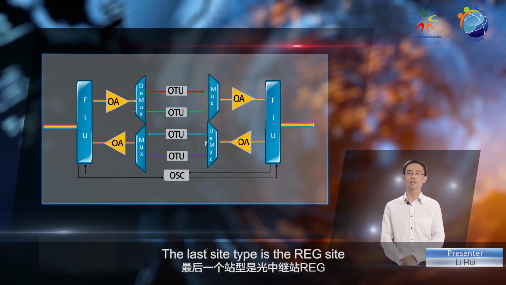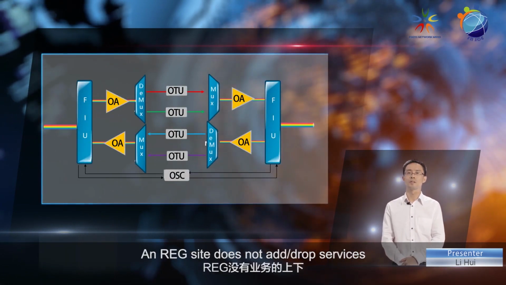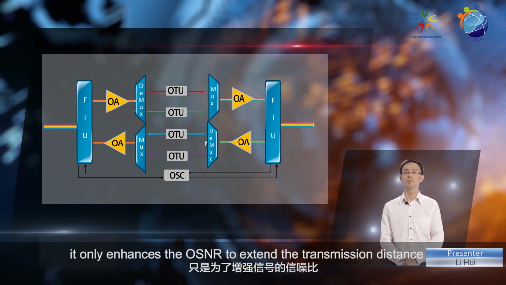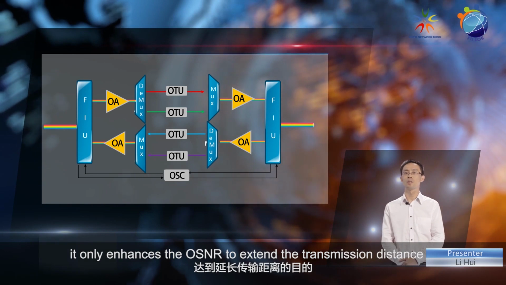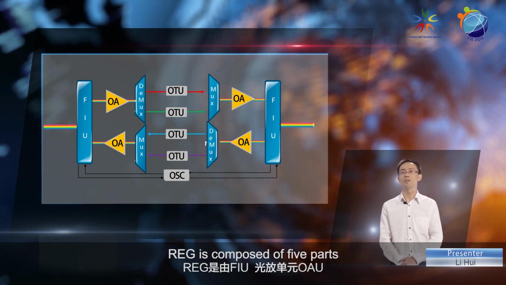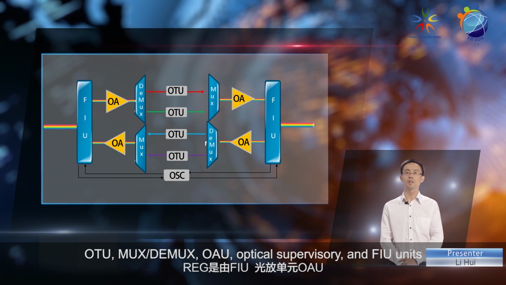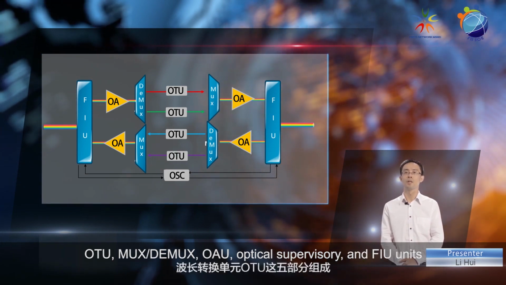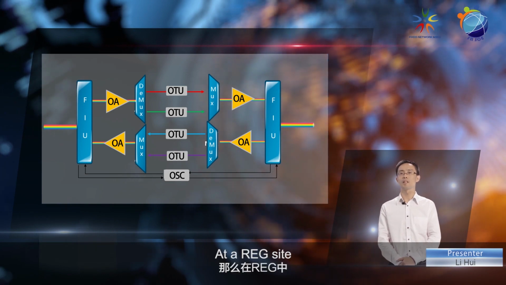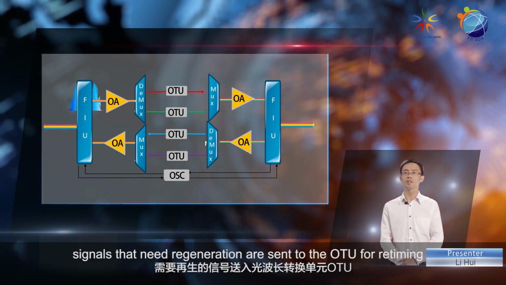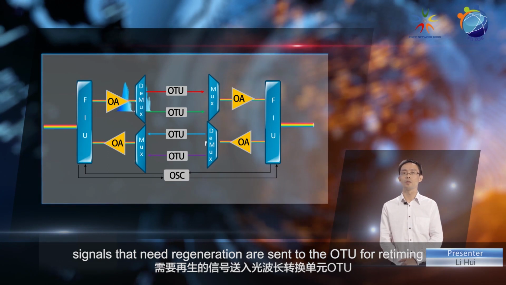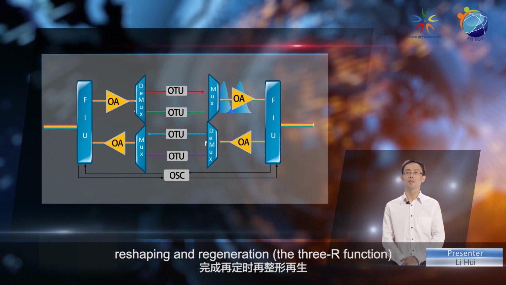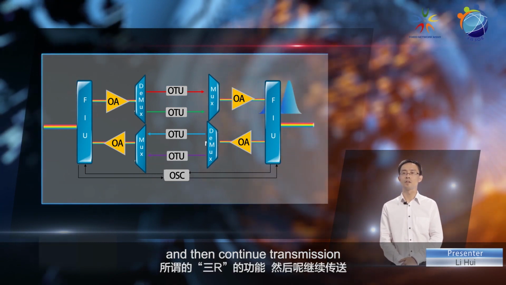The last site type is the REG site. An REG site does not add or drop services. It only enhances the OSNR to extend the transmission distance. REG is composed of 5 parts: OTU, MUX and DMUX, OAU, optical supervisory, and FIU units. At an REG site, signals that need regeneration are sent to the OTU for retiming, reshaping, and regeneration, also referred to as the 3R function, and then continue transmission.